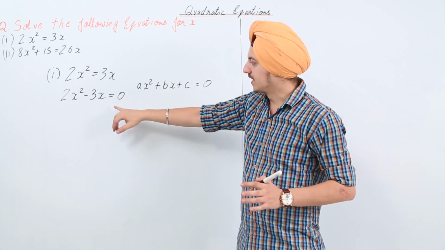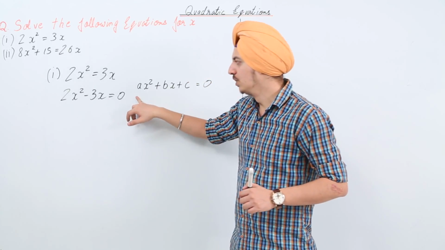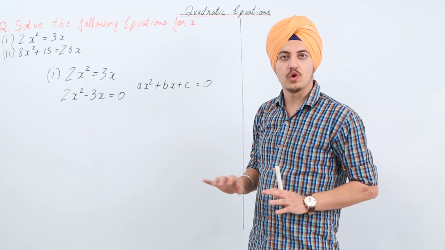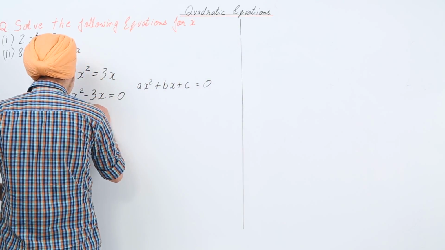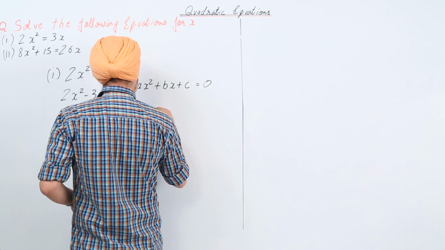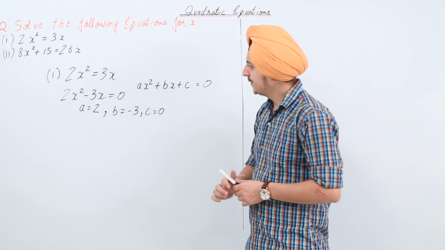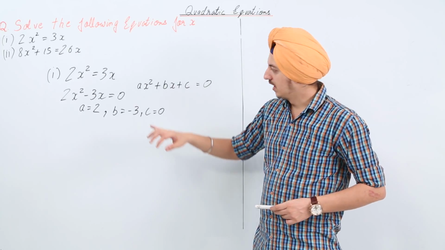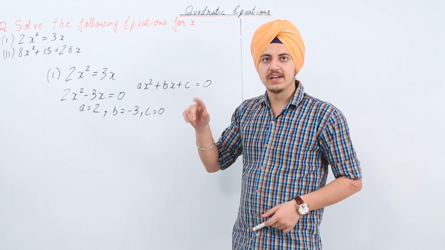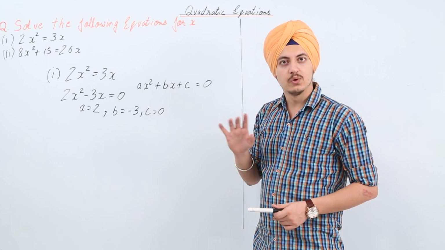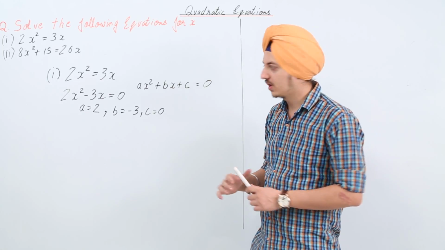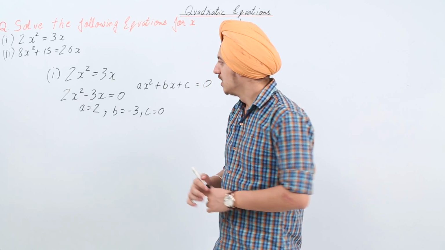Now in this equation, a is equal to 2, b is equal to minus 3, and c is equal to 0 because there is no constant term. Right? Now we have to bring this equation into the form x minus y equal to 0 and x minus z equal to 0. As we are doing factorization, we have to bring it into zero product form. So how do we do this?